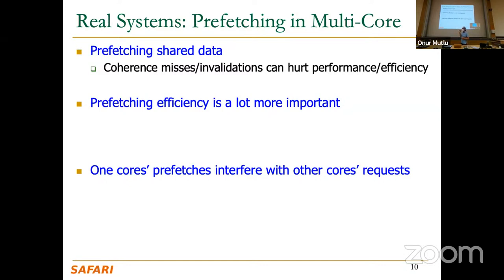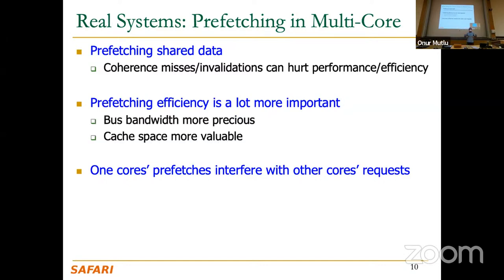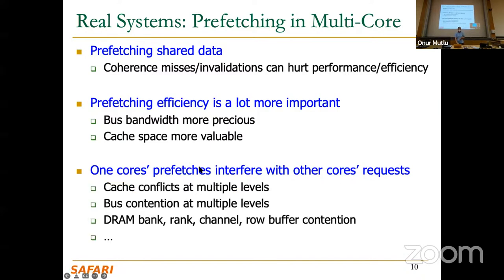And prefetching efficiency becomes a lot more important because you have more processors contending for the memory bandwidth. Memory bandwidth is more precious, in other words, and cache space is more valuable because you have more things requiring it. And as I said, one core's prefetches interfere with others at many different levels. And we've seen all of these memory hierarchy levels. So now you should hopefully be comfortable with what is written on the slide.